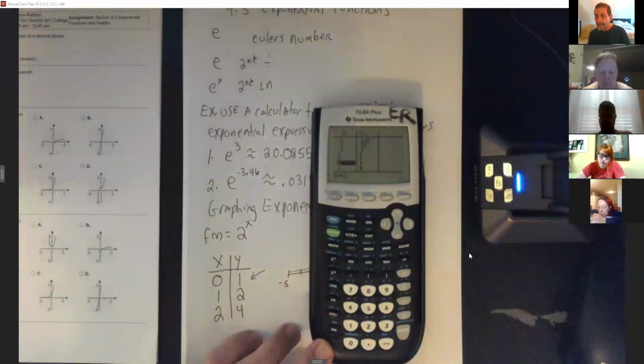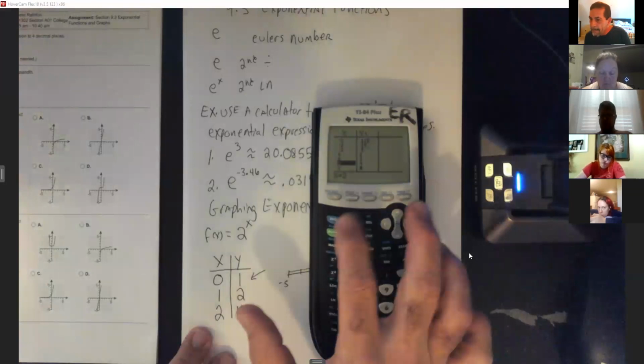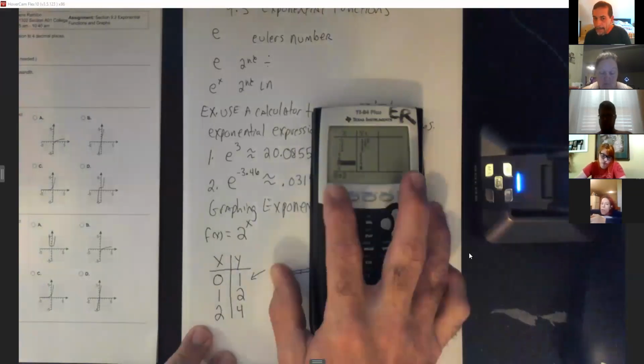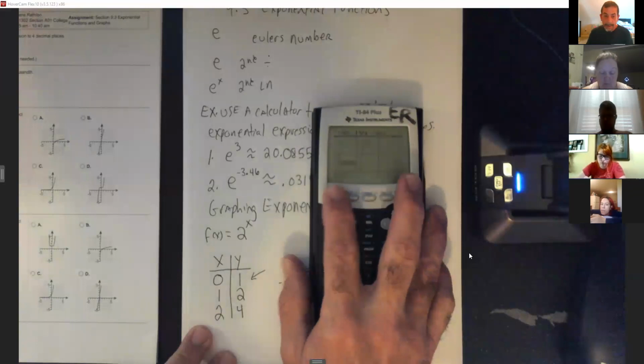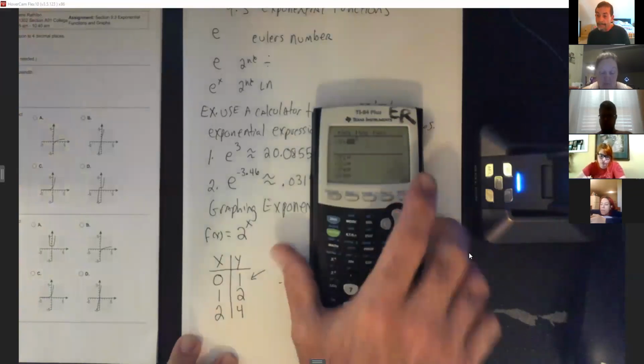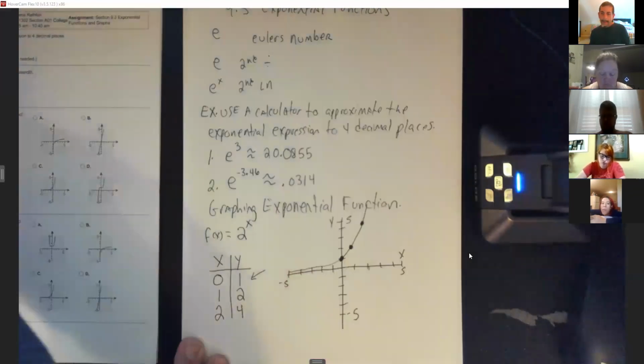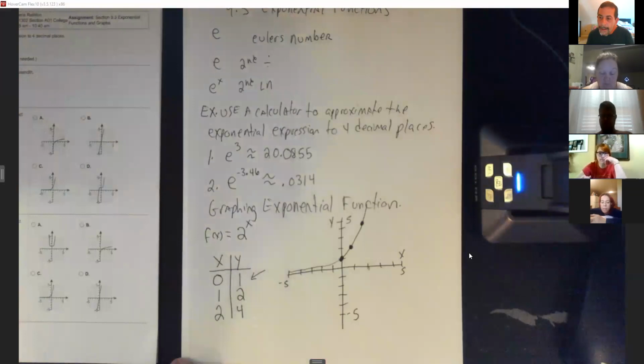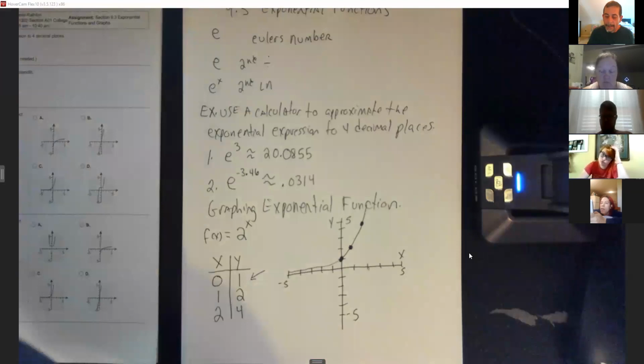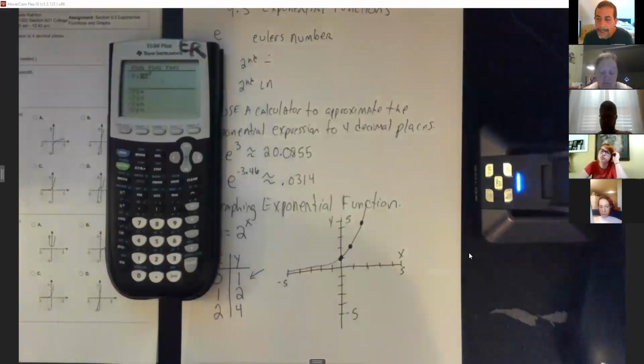Which exponent did you put in for that first one on your graph? I used 0 first. Mine didn't work. My graph didn't go. Hit zoom on the top row. There's a zoom button, and number 6 for standard.